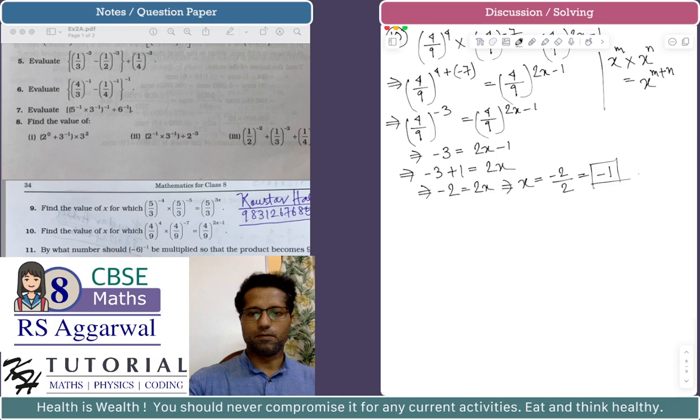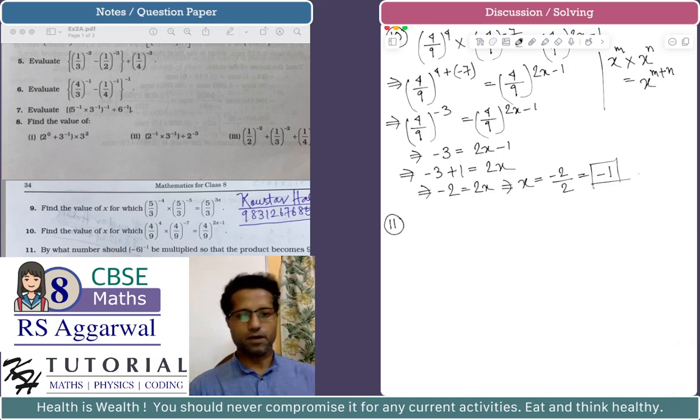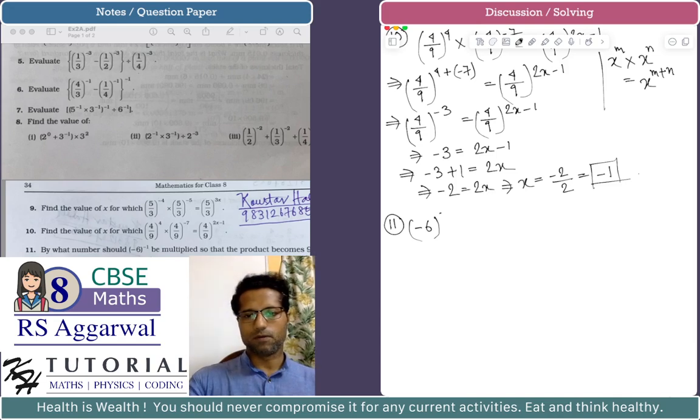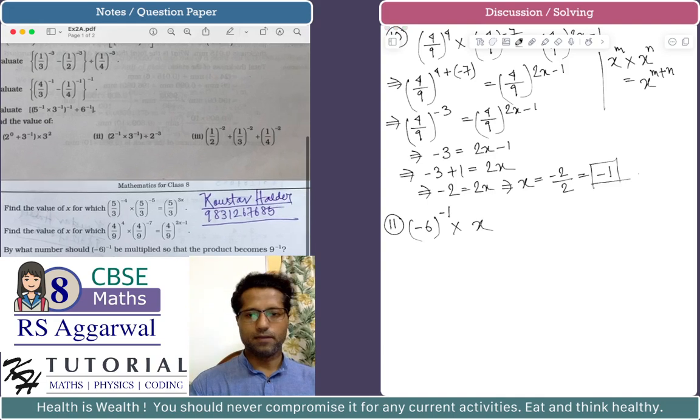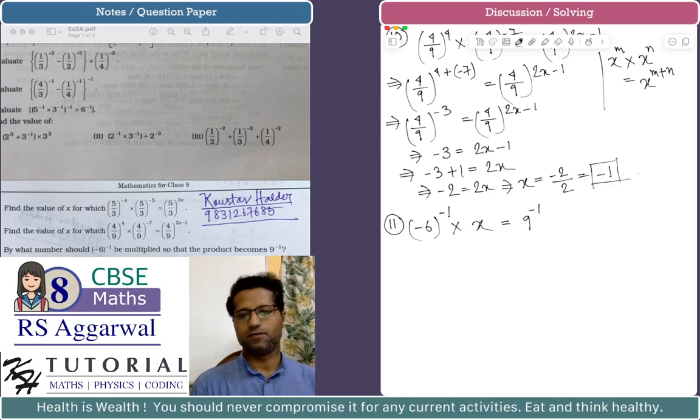Let's solve problem number 11. It says by what number should (-6)^(-1) be multiplied? Let that number be x, so that the product becomes 9^(-1). So what will be x? We have this equation, we have to find x.